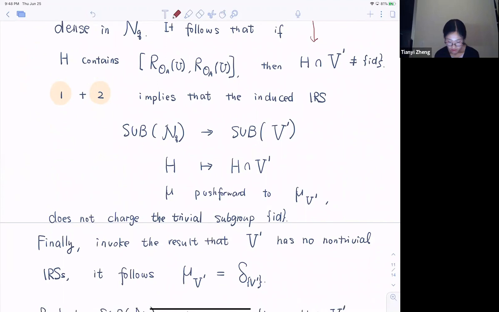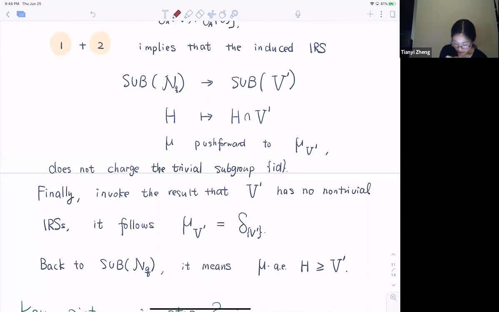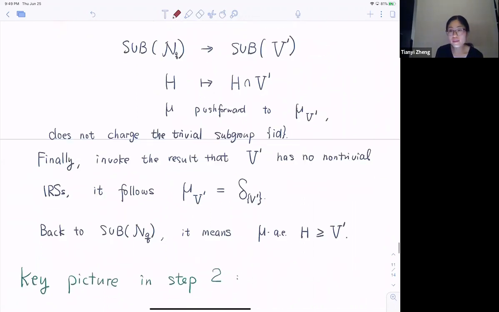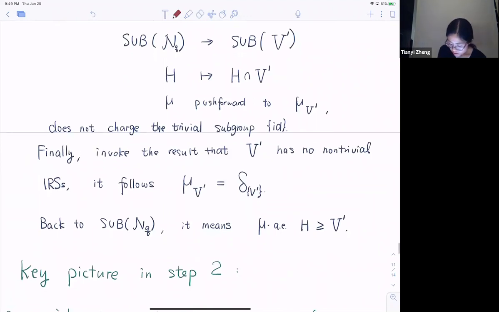And now it's almost finished, since we know that the derived subgroup of V has no non-trivial IRS. So any IRS is a convex combination of the delta mass at the trivial group and the delta mass at the whole group. And we rule out the possibility of charging the trivial group. So it has to be the whole group. So the conclusion here is that mu almost every subgroup H must contain the derived subgroup of V. Now recall that H is closed.